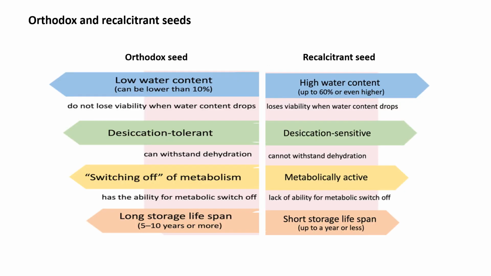Seeds can be grouped into two types depending on their hydration status. Non-dormant or recalcitrant seeds have about 60% or more water content at the time of dispersal and lose viability if the water content drops below this level. Dormant or orthodox seeds show less than 10% water content and are desiccation tolerant.